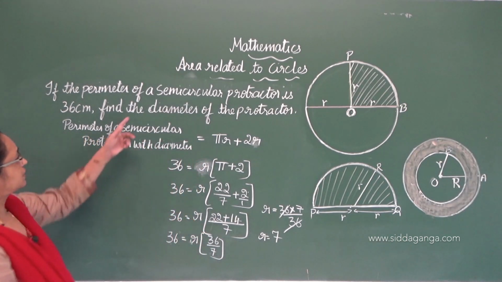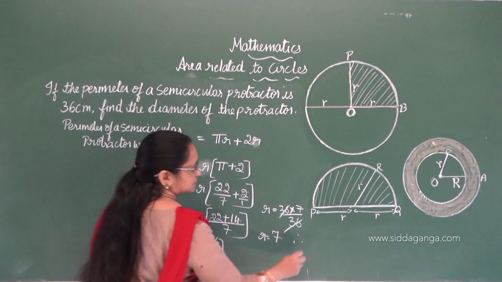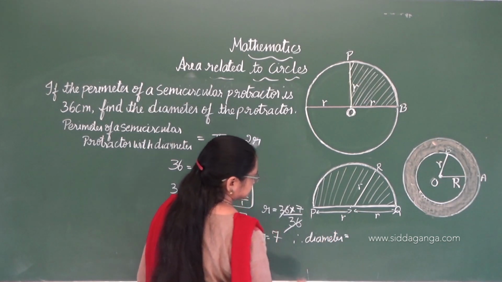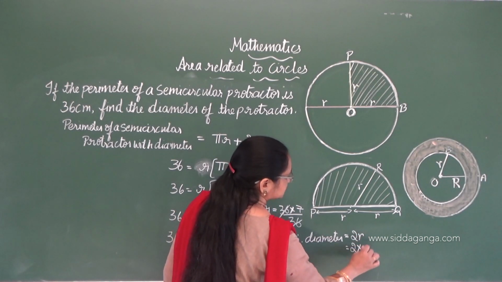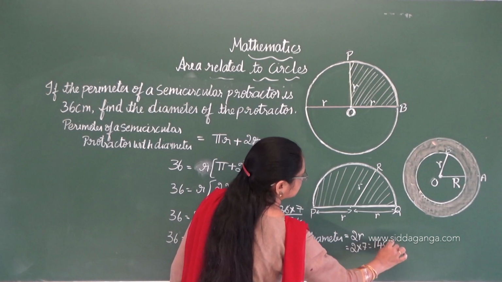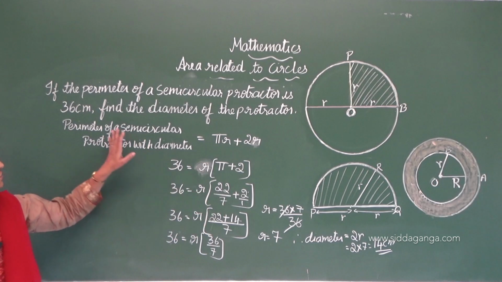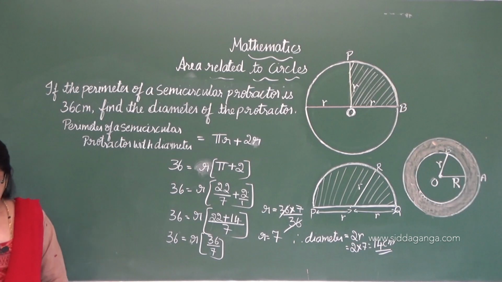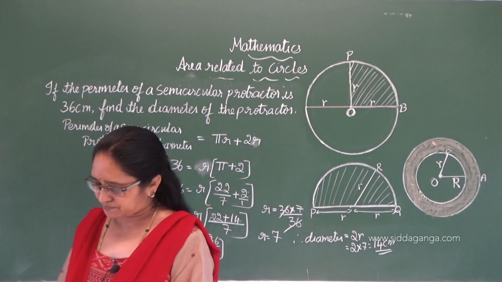But they have asked for the diameter. Therefore the diameter is equal to 7 plus 7, that is 2r, or 2 into 7, that is 14 centimeter. I hope you understood. So the perimeter of the semicircle they have given is 36 centimeter, and the diameter will be 2r, that is 14 centimeter.